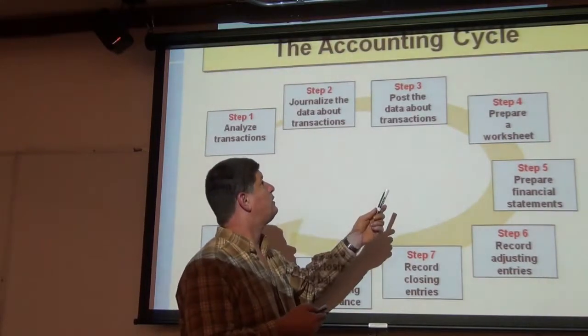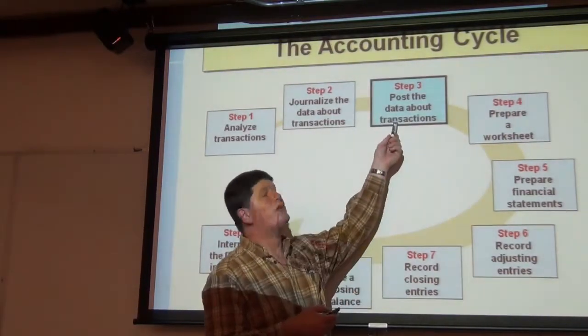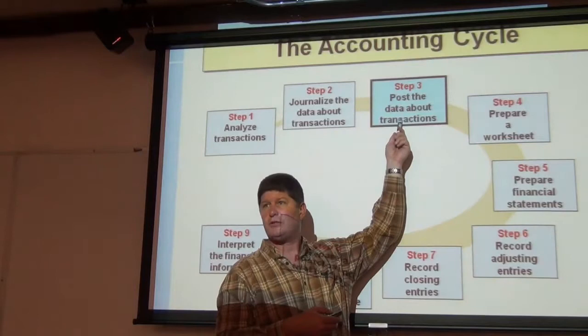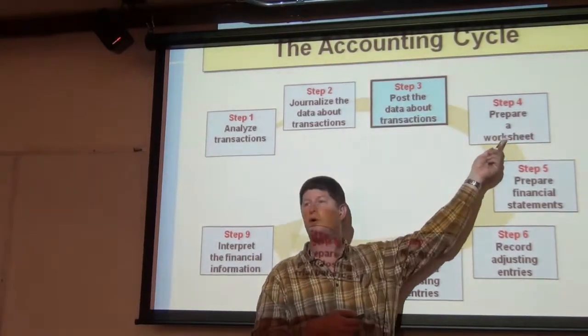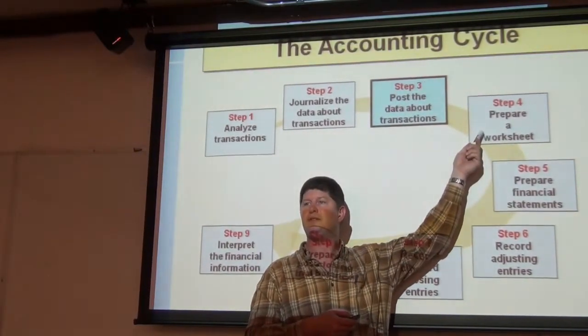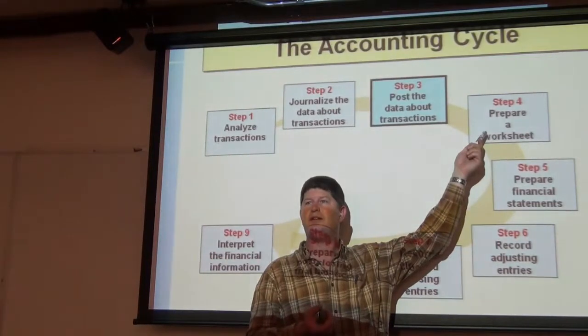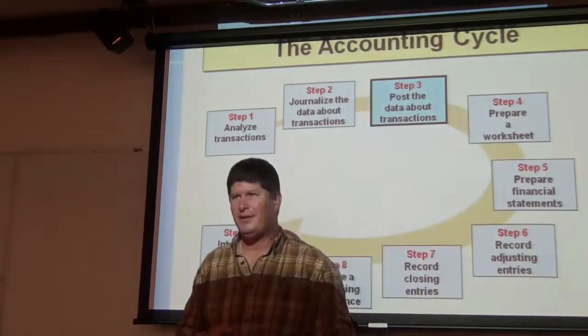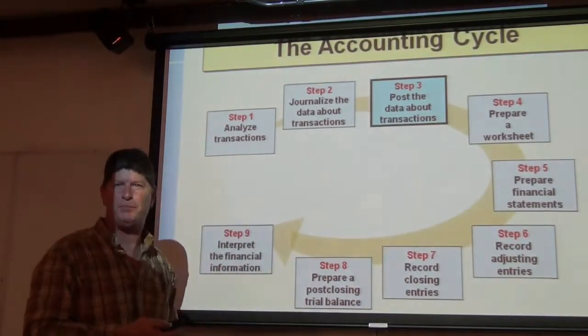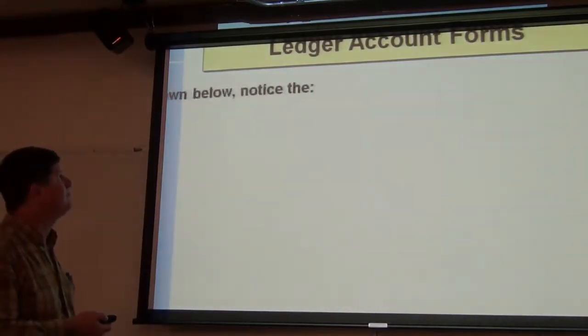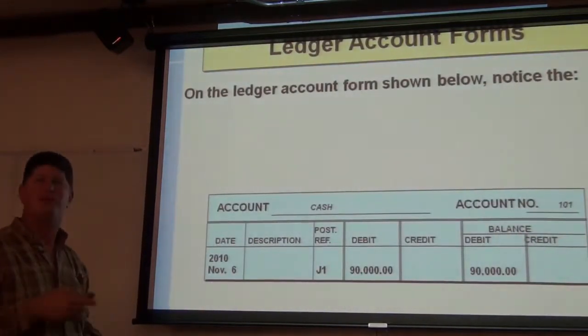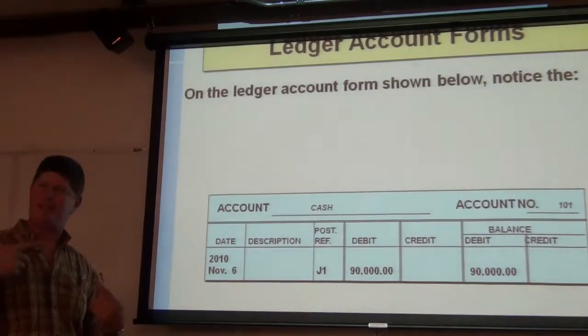And I'm going to tell you a little secret. So that's step 3, is posting to the general ledger. My secret is prepare a worksheet. Can you do a trial balance? We've done a trial balance, right? You can already do this one. Because that's really about all it is. But that's next week. That's my bait to get you to come back, right?